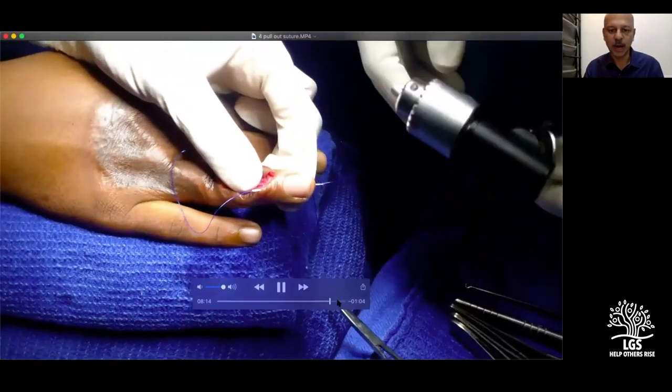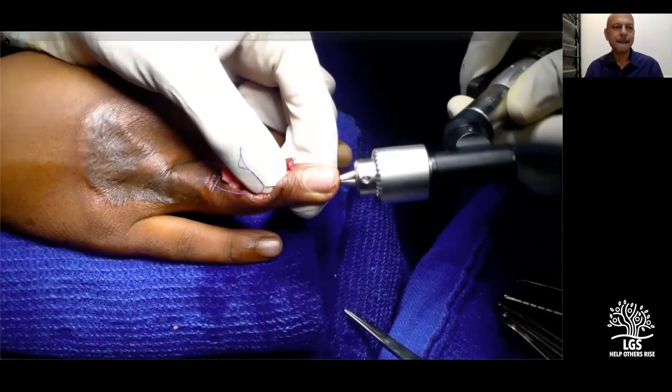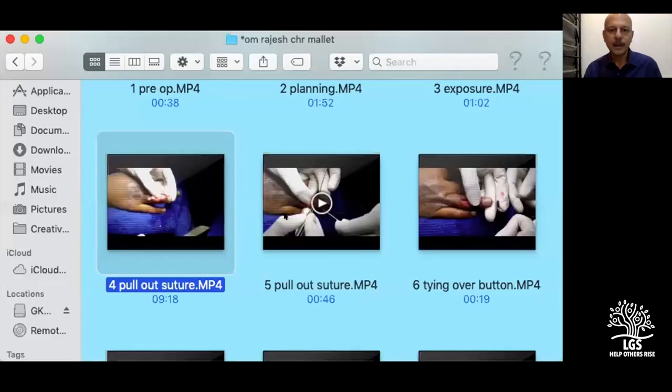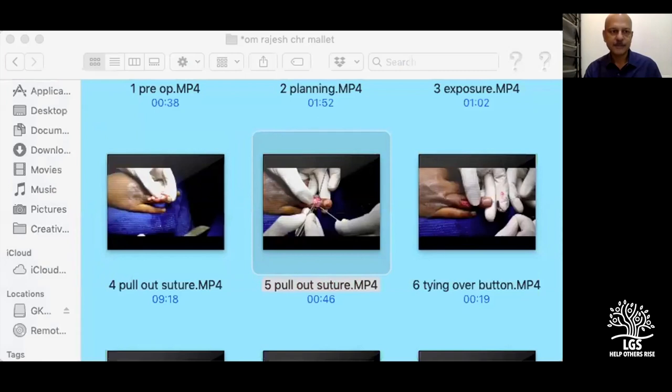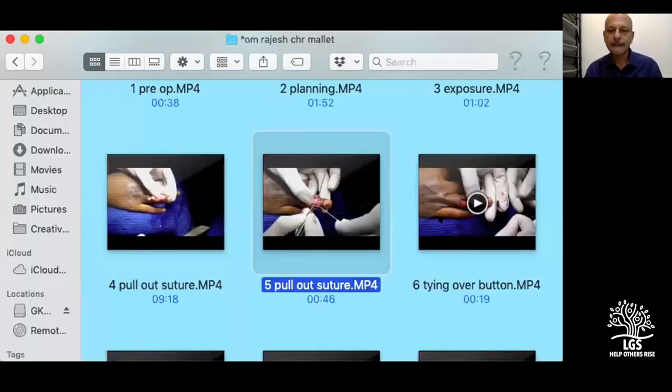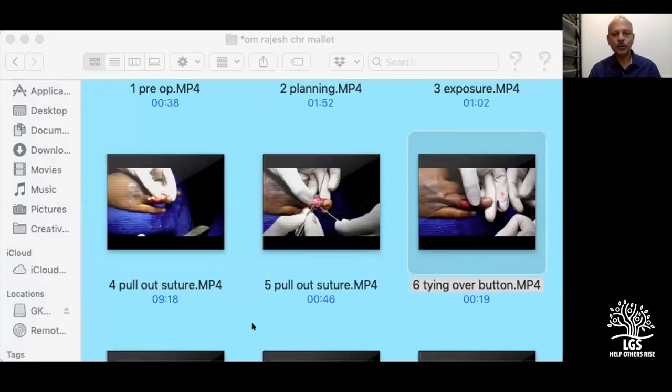You can't tie the knot straight away. Before that, I have to put in a straight K-wire. I keep it for now, but you can see it is still not tight. So now we have taken the thread through. We can now suture it.